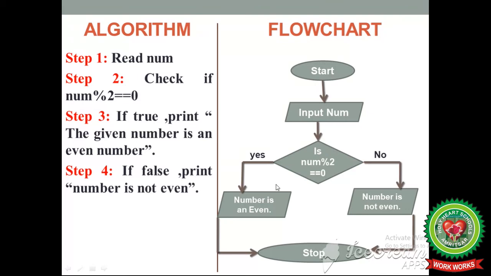Now move to the flow chart. If the condition is false, means no, then it will execute this output box. It will print number is not even. At the last, draw flow lines and then draw the start stop box and write down stop.